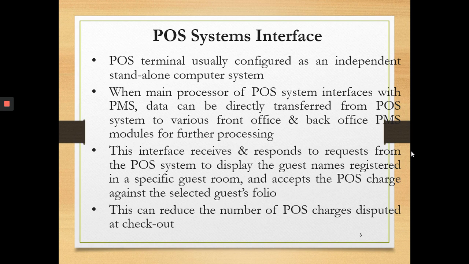So these two systems, POS and Room Management Module, need to connect to each other in order to exchange data. So POS gets the guest data and they post the charge to the guest folio, and the front office will be able to see the guest folio under guest accounting module. This can reduce the number of POS charges disputed at checkout. This means that when we have the data correctly about the guest and we have the right charge posted to the guest folio, this can reduce the number of wrongly posted charges to the guest account.